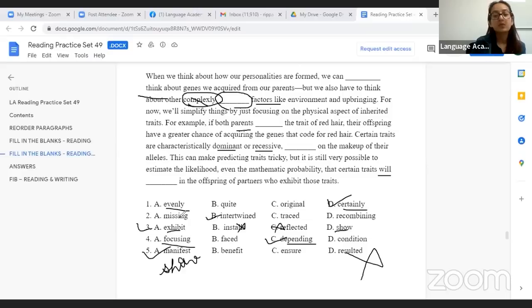And the last one after will comes first form. So we are talking about traits. We can see the traits in the child. So that is certain traits will show up in the offspring. Show up means manifest in the child.